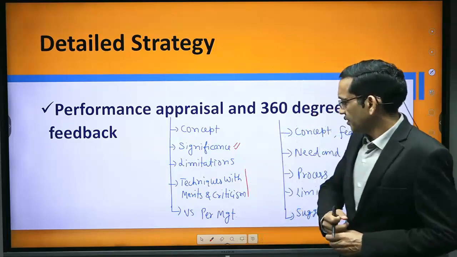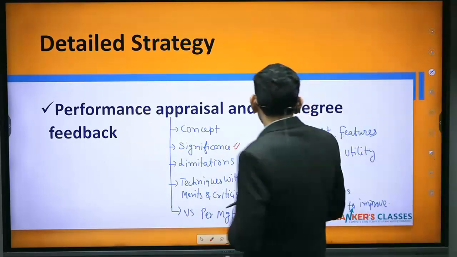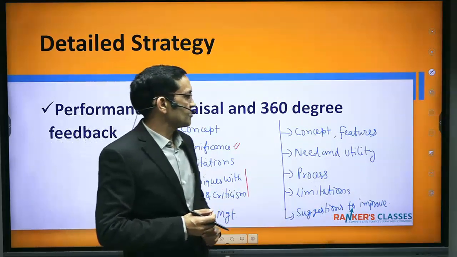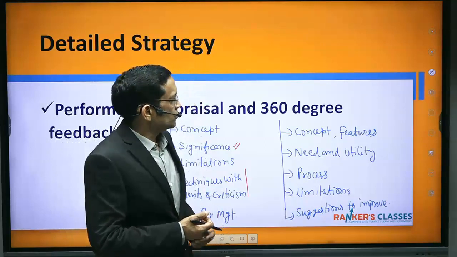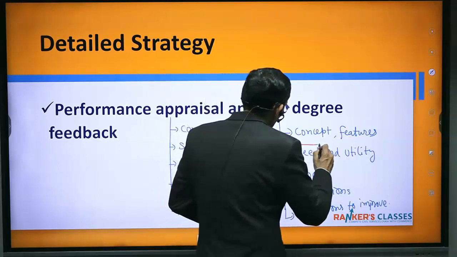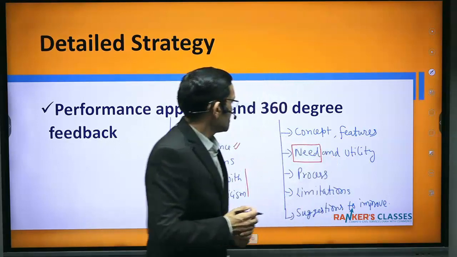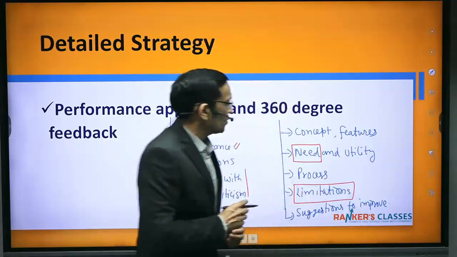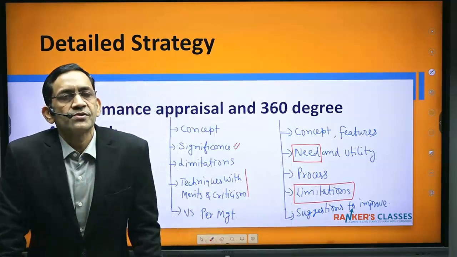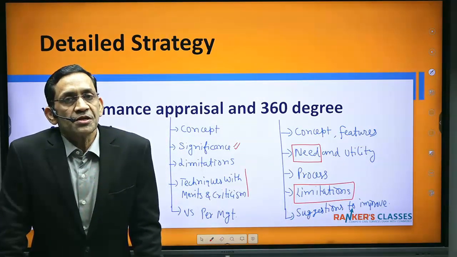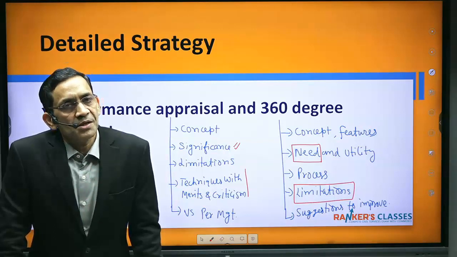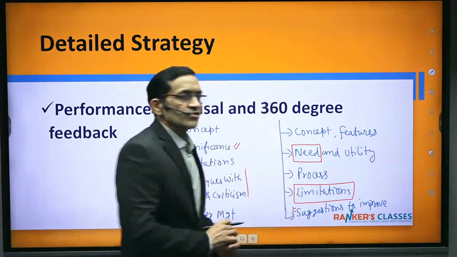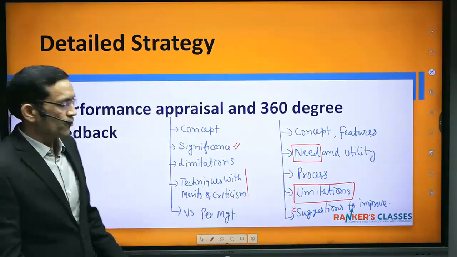Right? And next is 360-degree feedback. This is a modern approach to performance appraisal. So questions on concept, feature, need, utility. These are important. Generally, questions are asked on need of 360-degree feedback. Process is easy. You may be asked an analytical question on limitations of 360 degree feedback, because 360 degree feedback is easy to say but difficult to conduct. So practical problems arise on which questions may be asked. If you are asked limitations, you must try to answer on suggestions also. So that is with regard to performance appraisal.